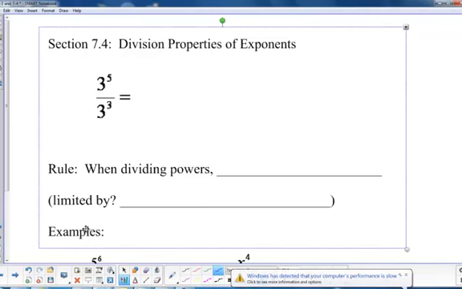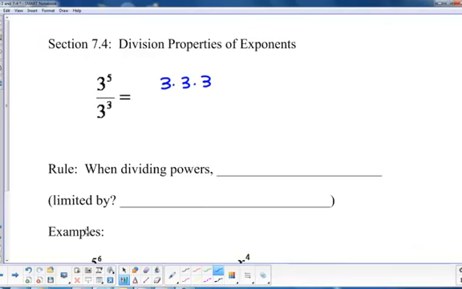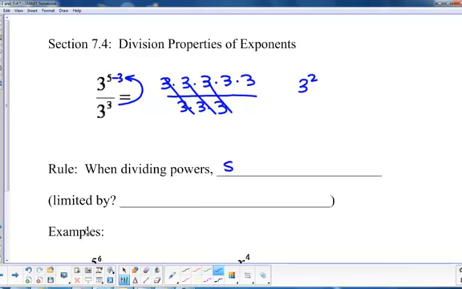So if there's 5 3's on top, and if there's 3 3's on the bottom, those cancel, and we're left with a 3 squared. It's the exact same thing as taking this up and subtracting it, since we have the same base. So when you divide powers, you subtract exponents. And that is limited by you must have the same base.